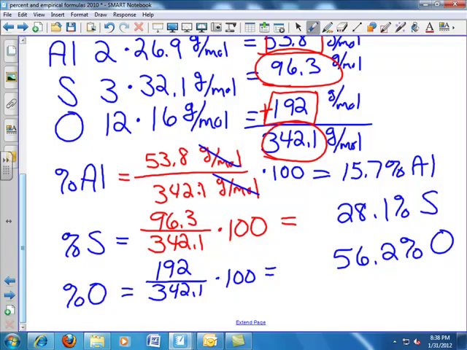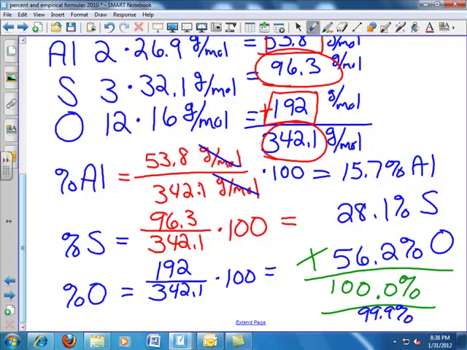Now, theoretically, these percents should all add up to be equal to what? 100%. And so if you add these up, that does add up to be equal to our 100%. Now, when you do this, due to rounding and things like that, every once in a while, you might get something at 99.9% or even smaller than that. Close enough, okay? It's 100%.